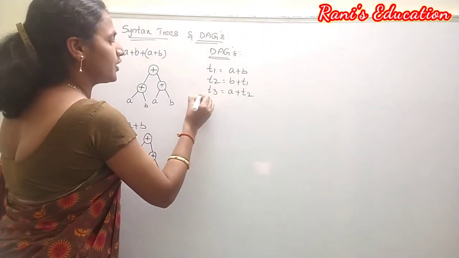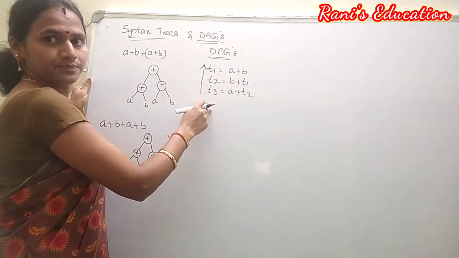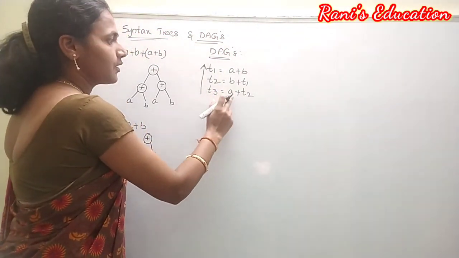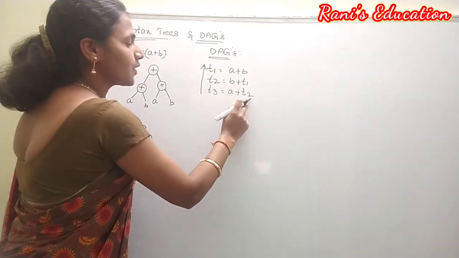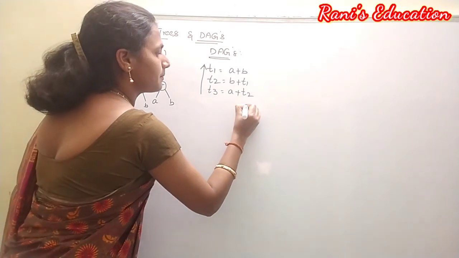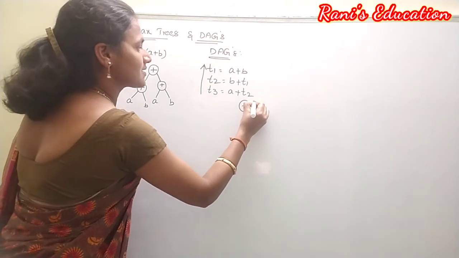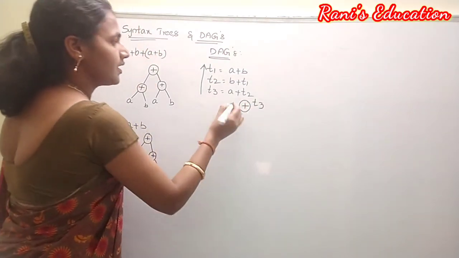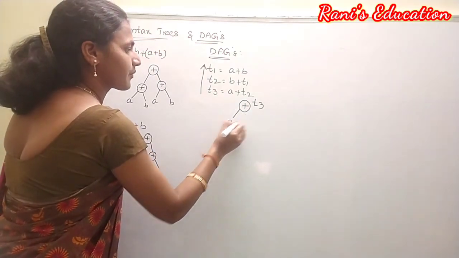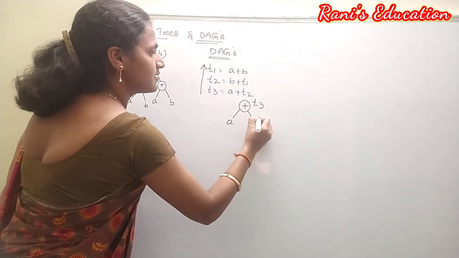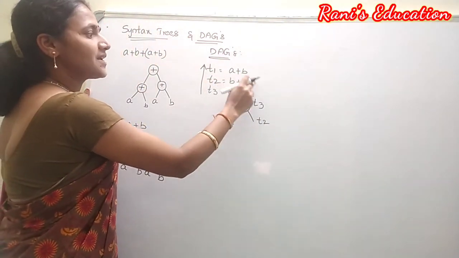First we are going to construct the DAG from bottom to top. In T3 we have the instruction as a plus T2. In this the operator is plus, so we are going to consider it as the root node. This is T3. What is the left child of this plus? That is a. What about the right child here? T2. What is T2 here? T2 is b plus T1.